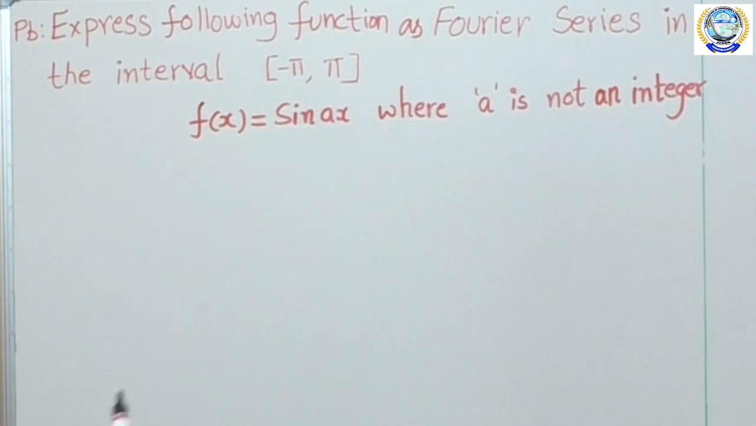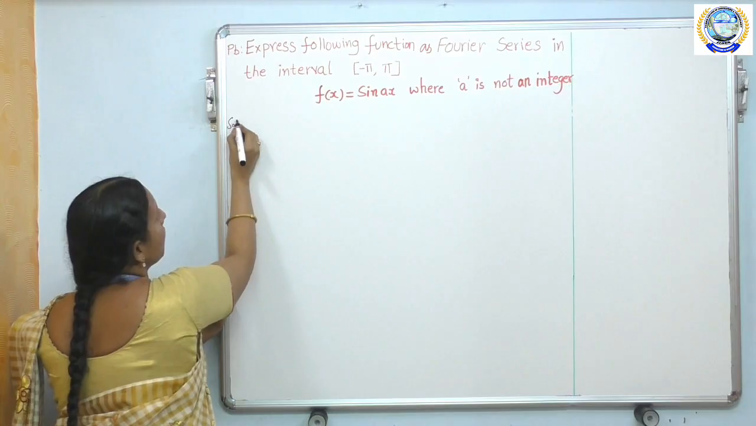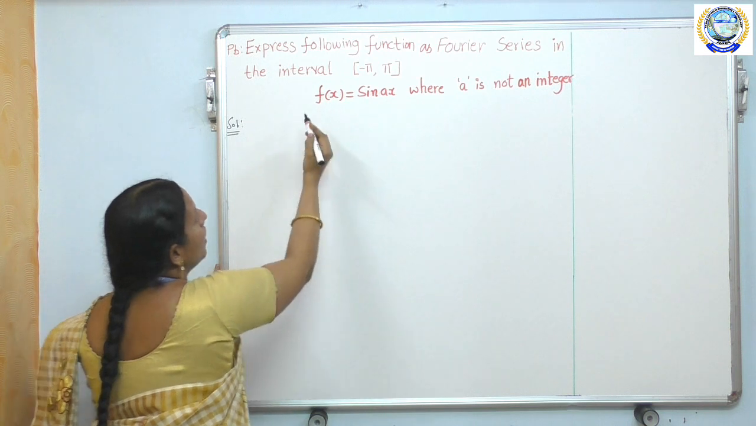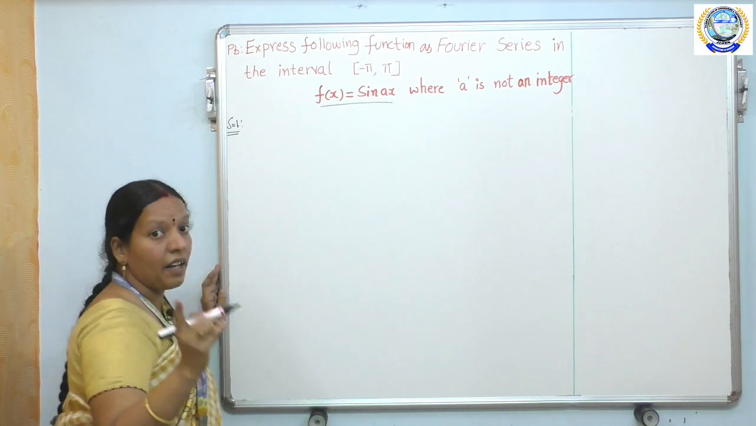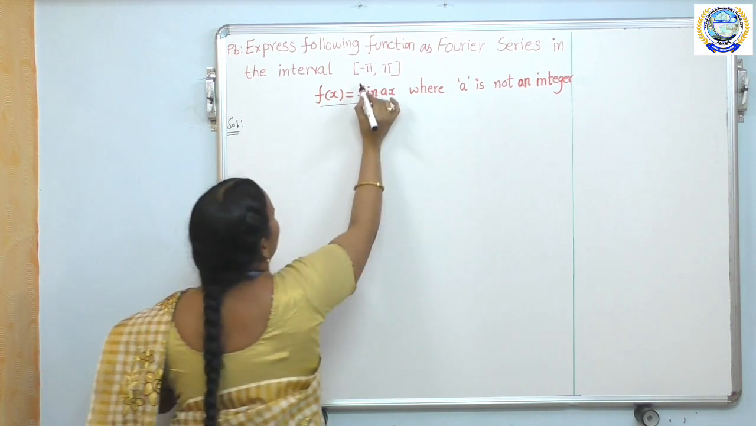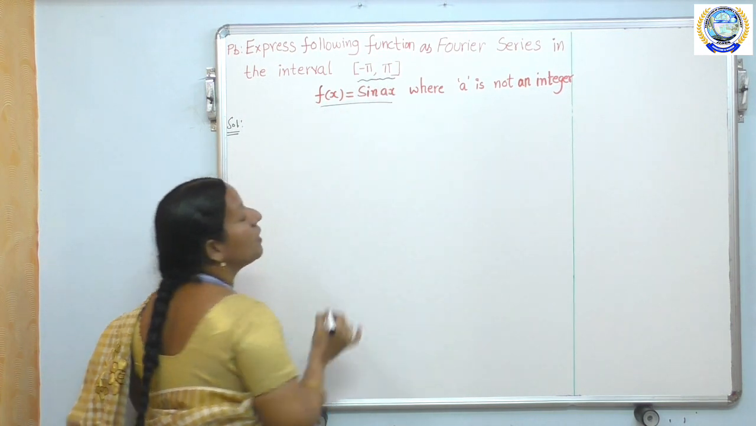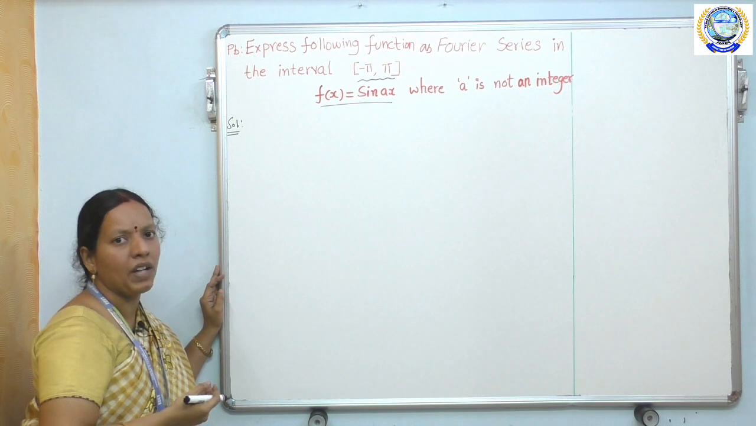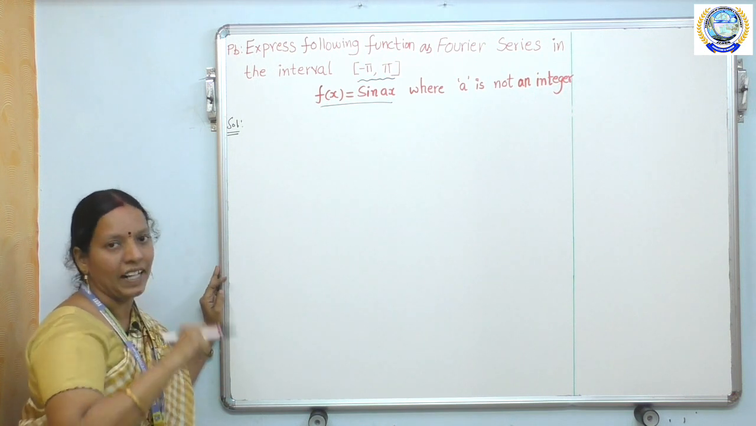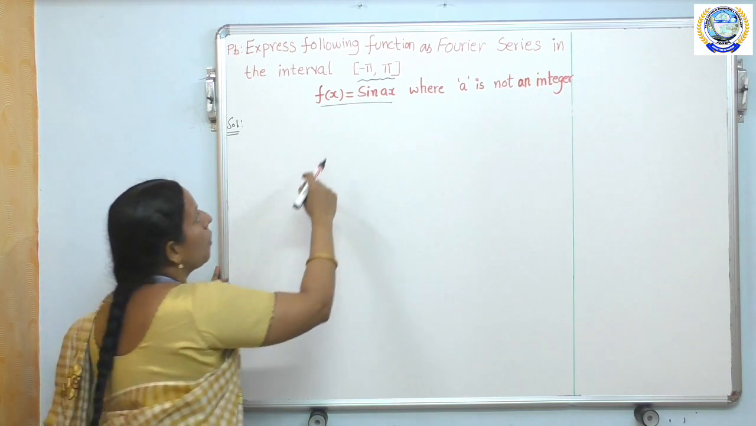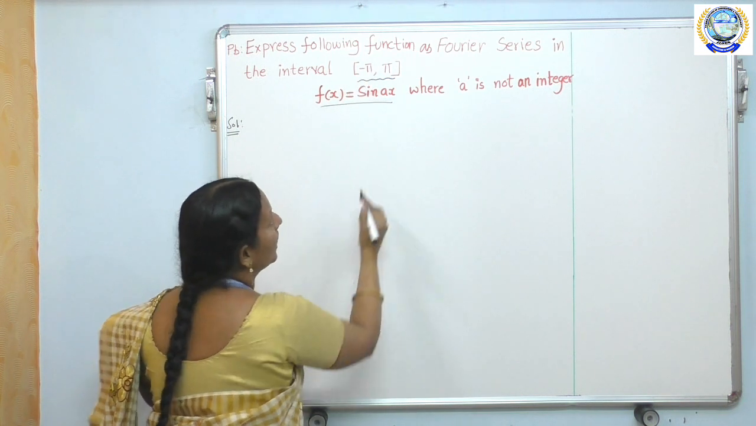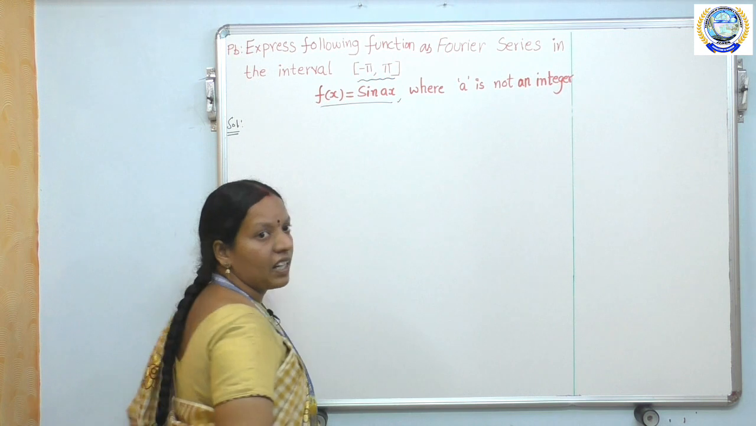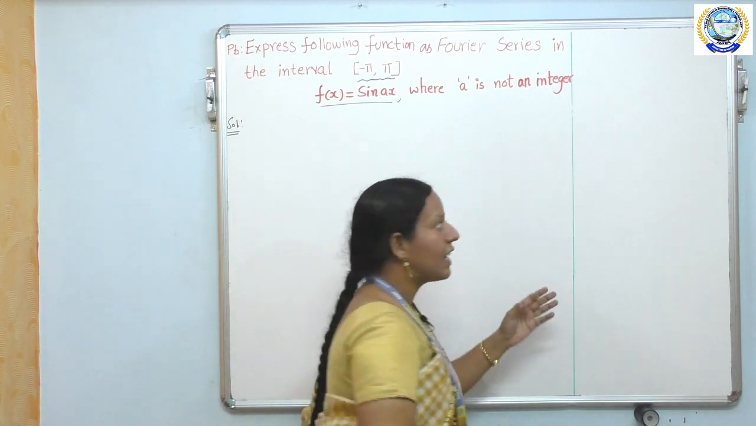Okay. Now, what was given? Given a function f of x equals sin ax. And also they mentioned the interval minus pi comma plus pi. So, which formula do we have to use? Yes, the second formula. While solving this one, we have to check whether the given function is even or odd. Let us see that.